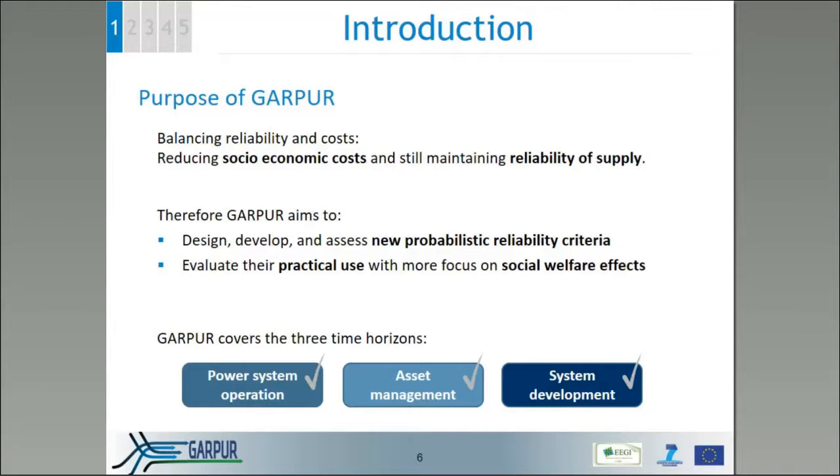GARPUR responds to this by making a framework to balance reliability and costs. The question is, how can we reduce socioeconomic costs and still maintain reliability of supply? For this, GARPUR has designed, developed, and assessed new probabilistic reliability criteria and evaluated their practical use with focus on social welfare effects. And for this, the different TSO time horizons are covered. That is power system operation, asset management, and also system development.